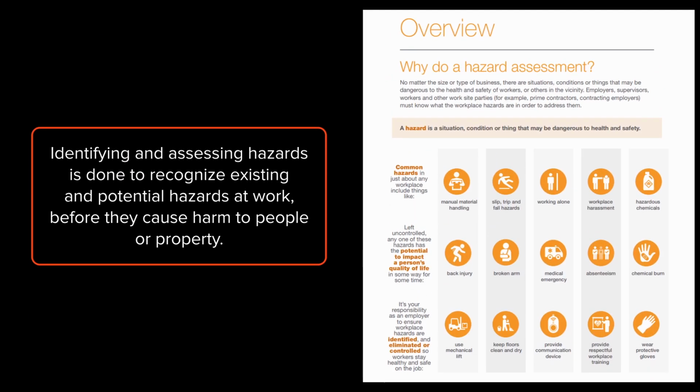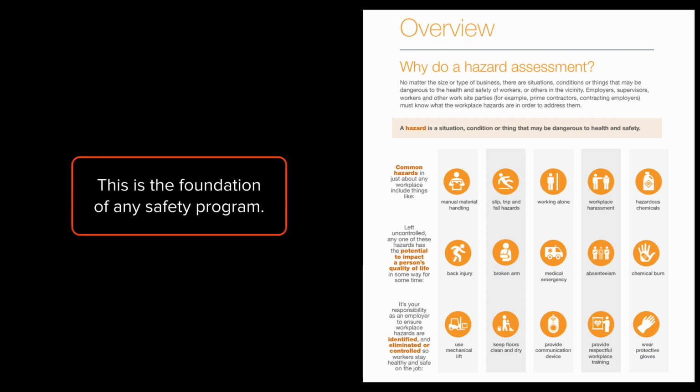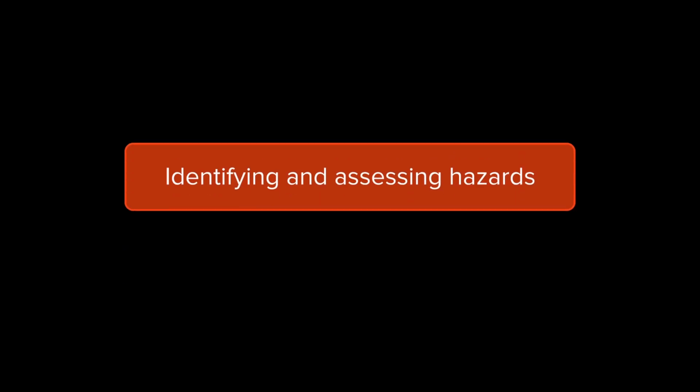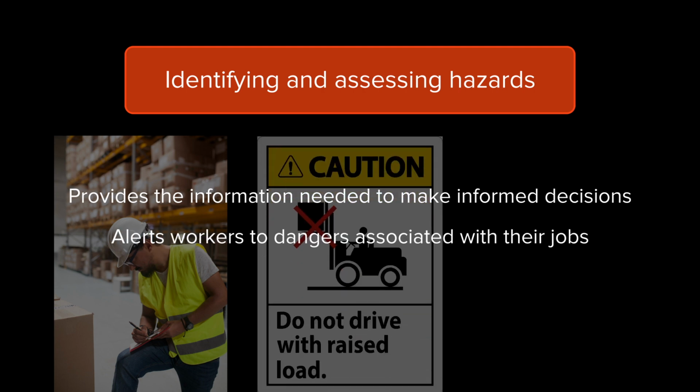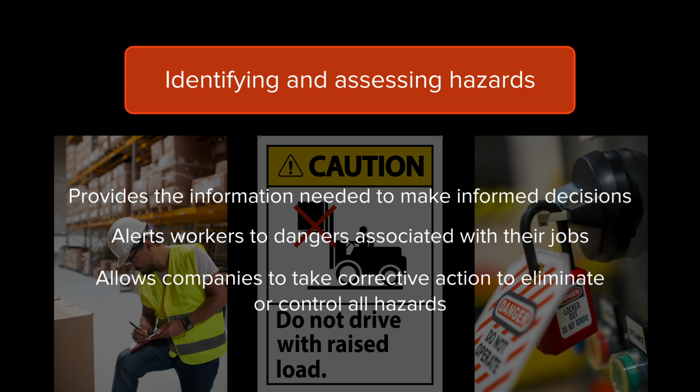Identifying and assessing hazards is done so that we may recognize existing and potential hazards at work before they cause harm to people or property. This is the foundation of any safety program. Identifying and assessing hazards provides the information needed to make informed decisions, alerts workers to dangers associated with their jobs, and allows companies to take corrective action to eliminate or control all hazards.